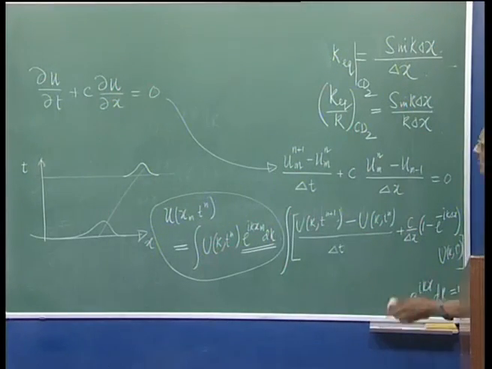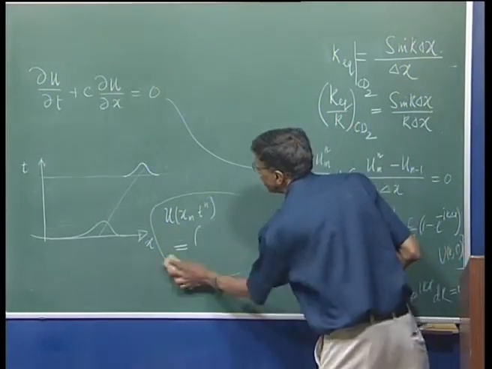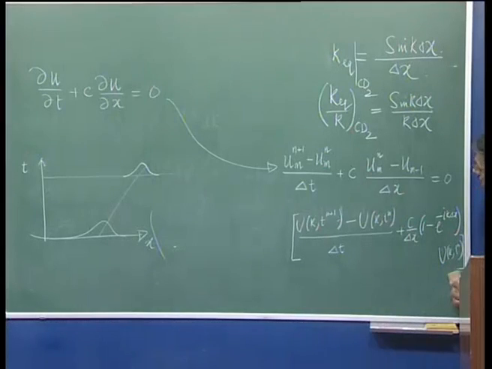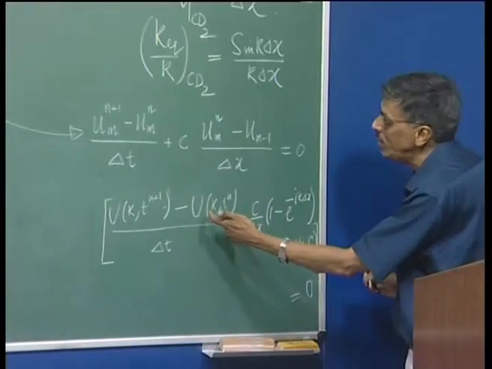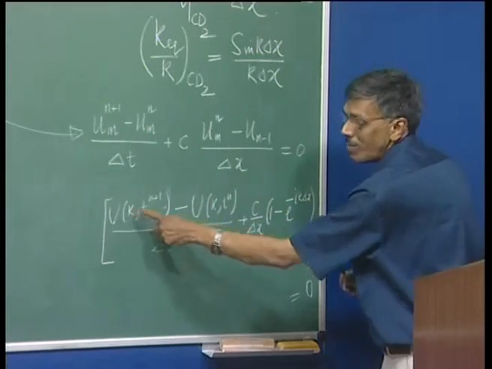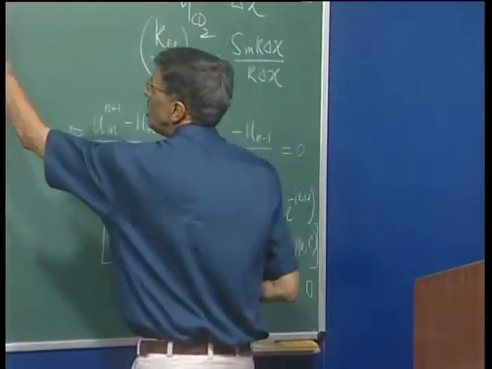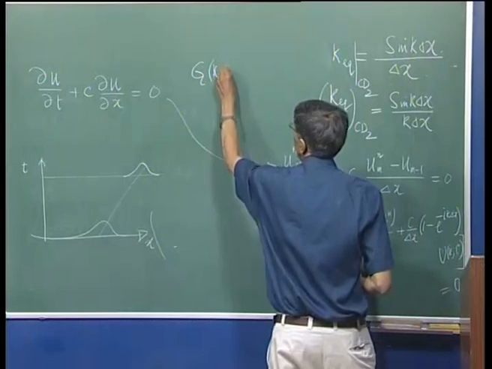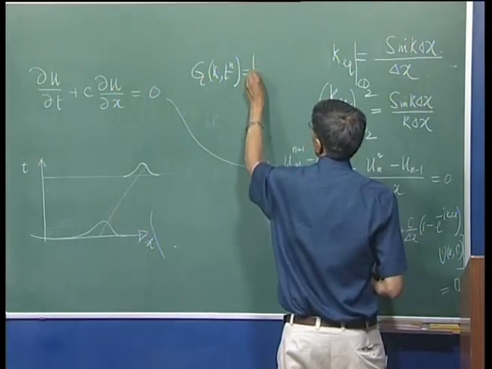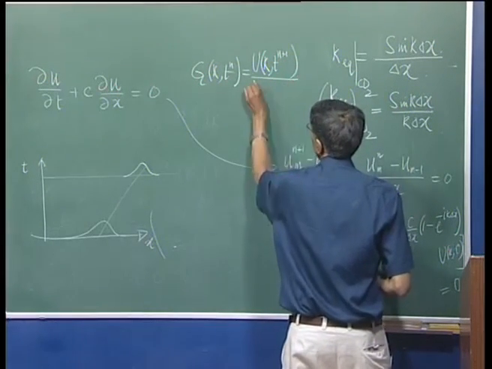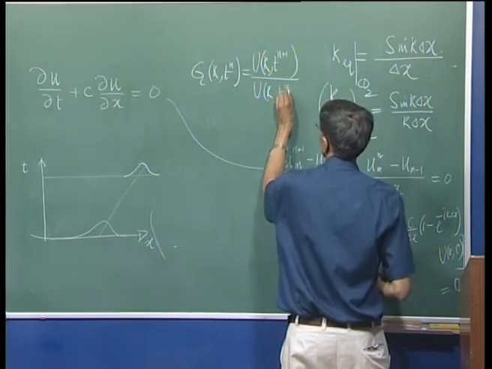So, what we have done essentially is say that the integrand itself must be equal to 0, and that is what we are going to write equal to 0. Now, if I divide this equation by u of k t n, then this term will give me g. That is the definition of g. Remember, g of k t n is nothing but u of k t n plus 1 by u of k of t n.